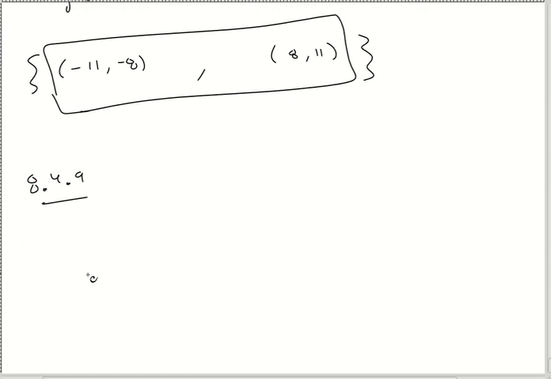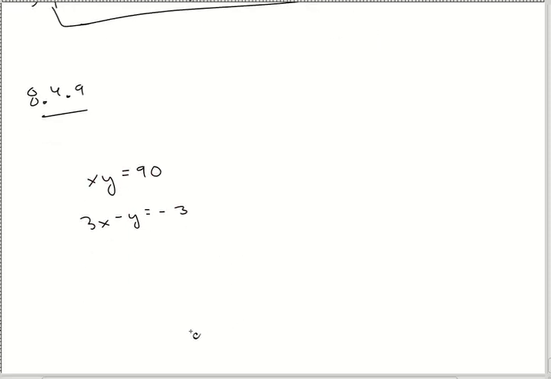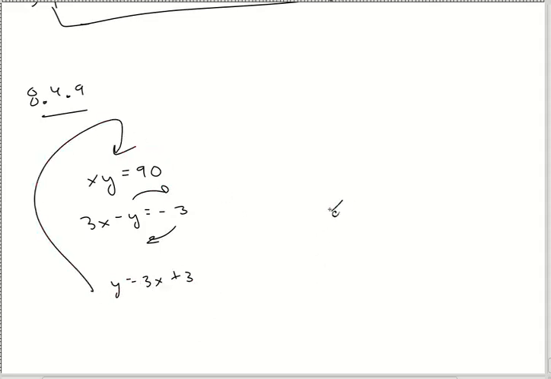All right. Next one, I got x times y is equal to 90, and then I got 3x minus y is equal to negative 3. If it couldn't get any worse, now I'm multiplying. Move these guys around. y is equal to 3x plus 3. I'm going to go ahead and plug that in right here. So I got x times 3x plus 3 is equal to 90. Distribute. 3x squared plus 3x is equal to 90. Move the 90 over.